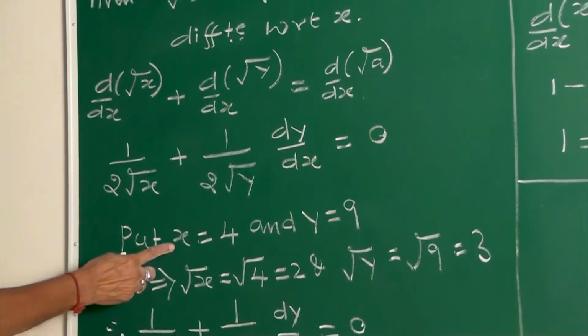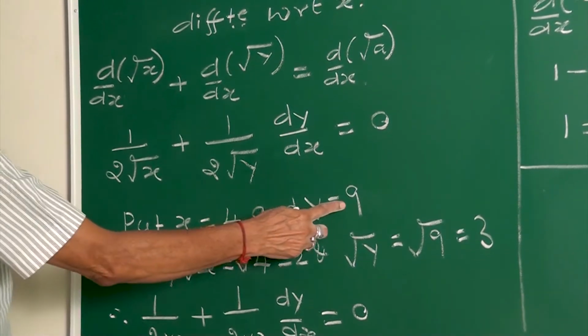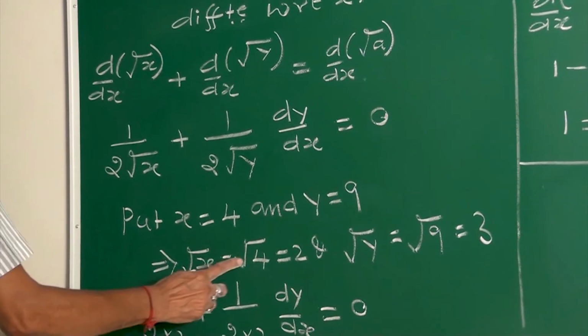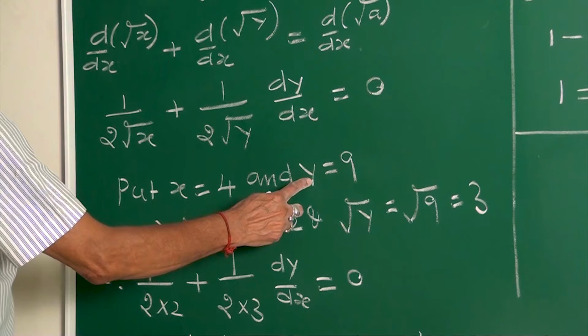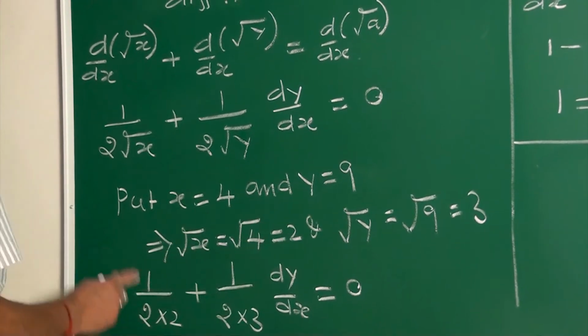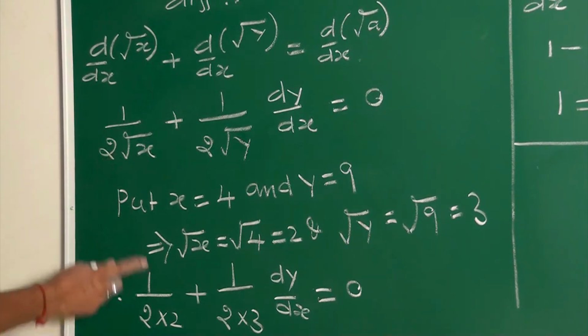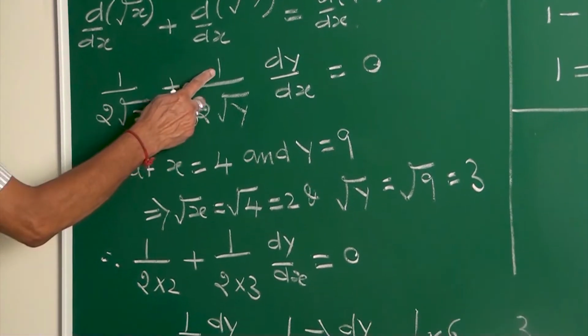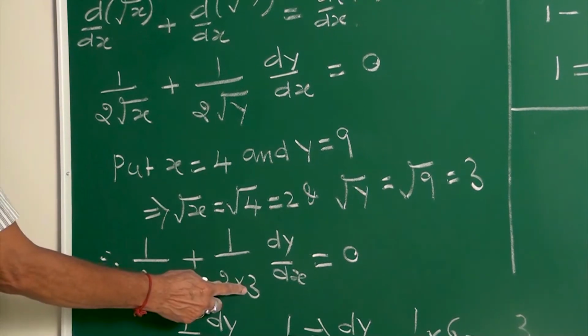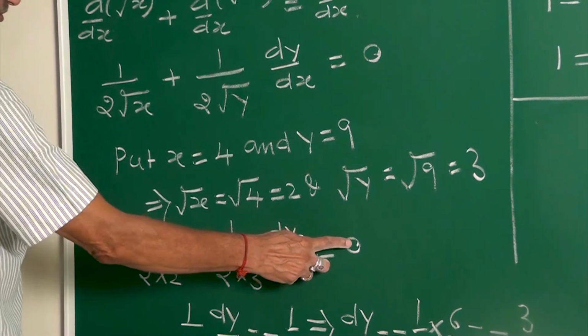In this itself, my friends, put x equal to 4 and y equal to 9. Root x, root 4, is 2. Root y, root 9, is 3. Substitute. 2 into root x is 2. It is 1 upon 3 into dy by dx equal to 0.